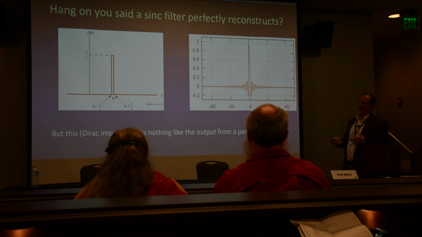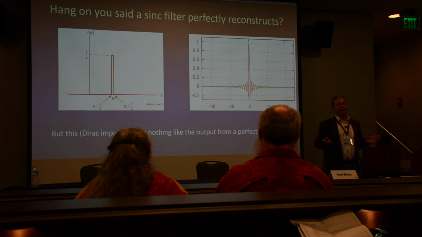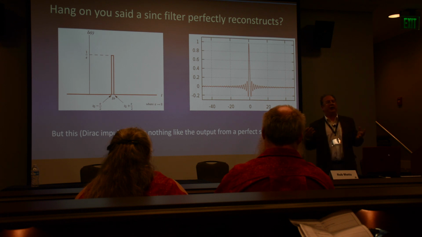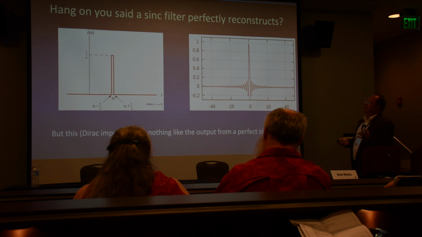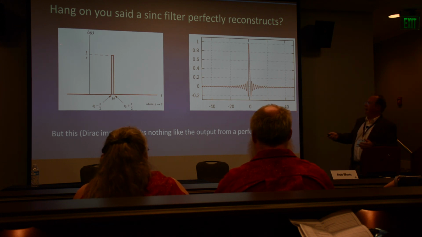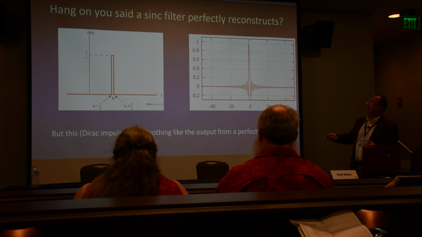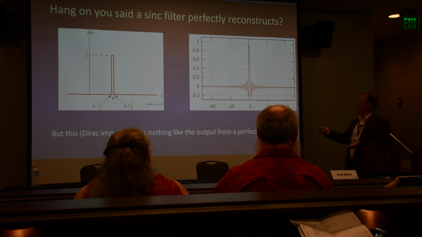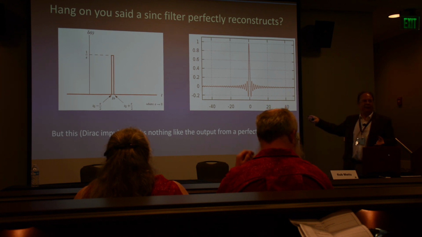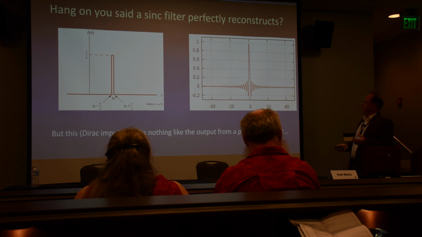So here we go. Now, I said earlier, a sinc function will mean that you will perfectly recover the original signal. But here you have an impulse going into a sinc function, and here you have something like this coming out. This looks nothing like that. So how can you have a sinc function that perfectly reconstructs the original signal, but this is clearly not perfectly reconstructing the original signal?